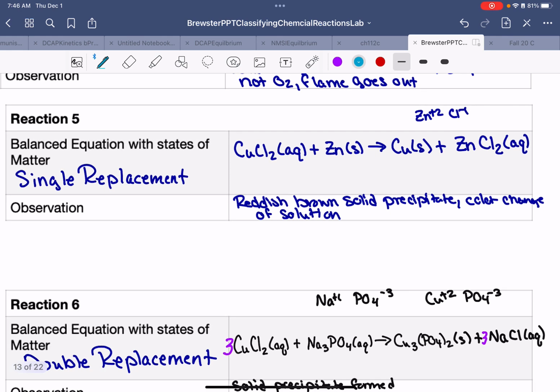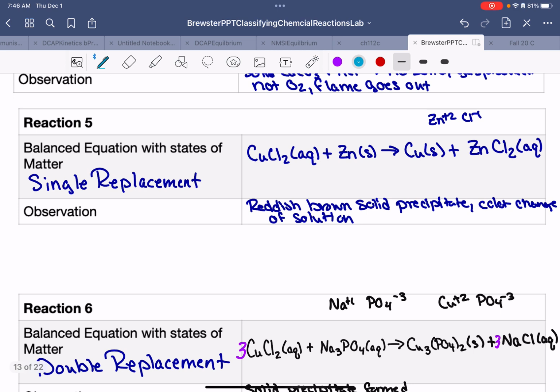Single replacement reaction, so y'all took zinc with the copper chloride. And we've done this before where we get that reddish precipitate out, that's your copper. And then zinc goes into solution, becomes zinc chloride. We also notice that we have a color change between when we start and when we end.